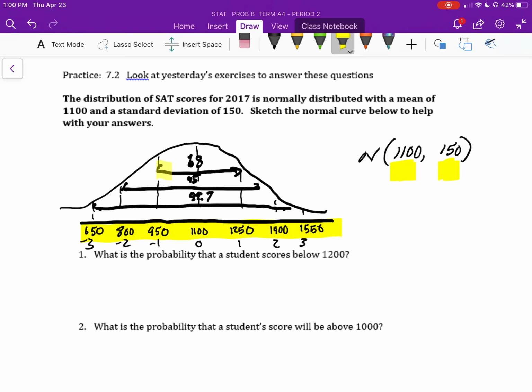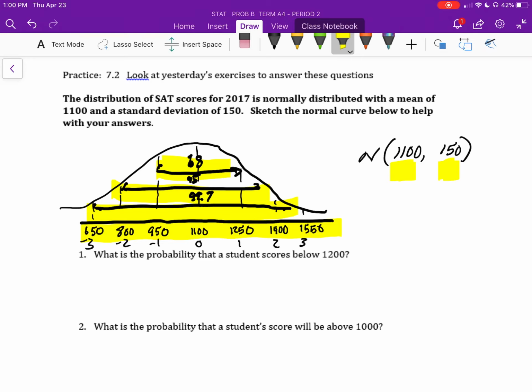Reviewing the empirical rules, 68% of students would score between 950 and 1250. 95% of students would score between 800 and 1400. And 99.7%, which means almost everybody in the country, had a score somewhere between 650 and 1550. Okay, so that's kind of a review of everything we've gone over.